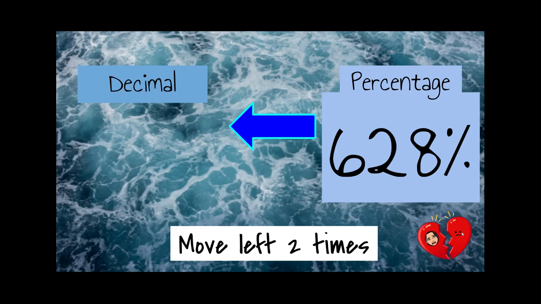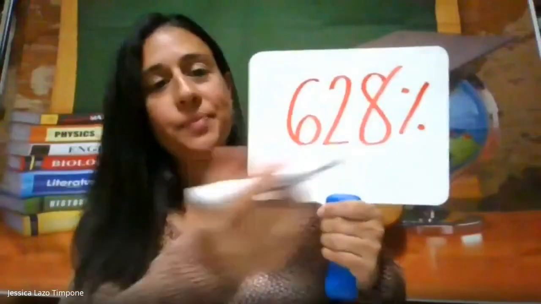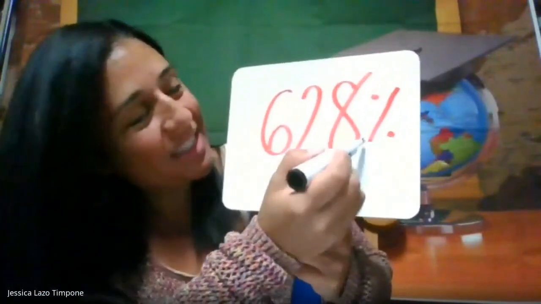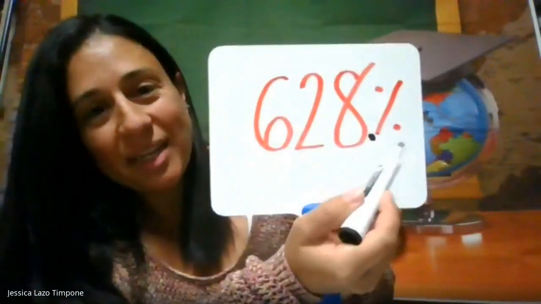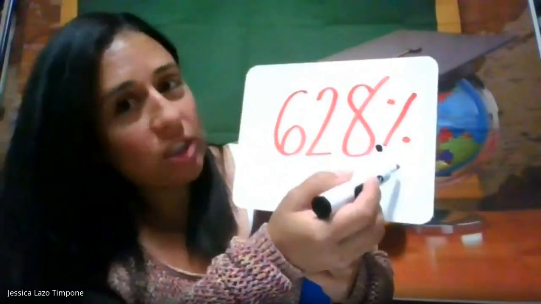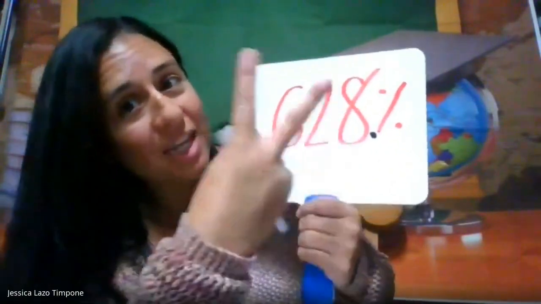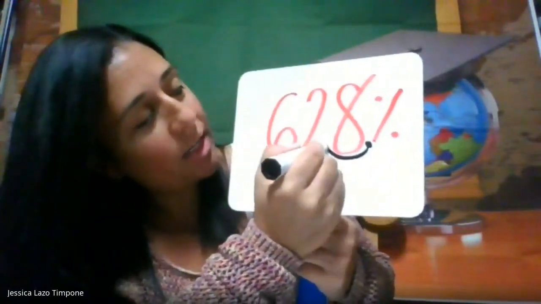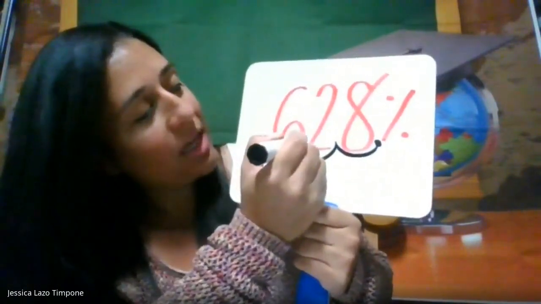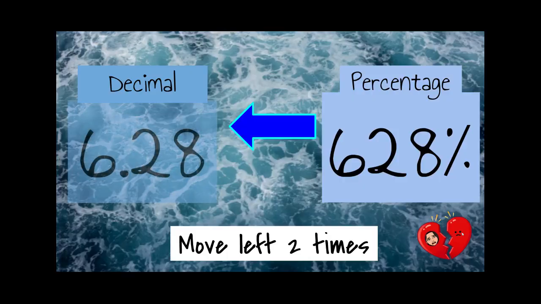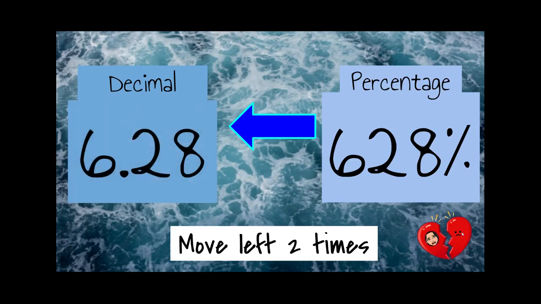Let's change 628% into a decimal. I want you to keep in mind that 628% is larger than 100%, so my decimal should be larger than 0. So again, our percentage sign and our decimal are next to each other because they're in love, but the decimal doesn't want to be with it anymore. So we're going to move it 2 times. Even though I have 1, 2, 3 numbers, I'm still moving it 2 times. 1, 2, and our decimal is right here. And my decimal is 6 and 28 hundredths.